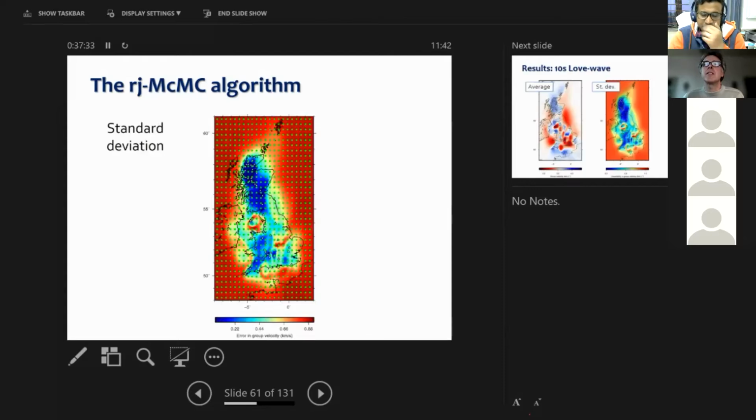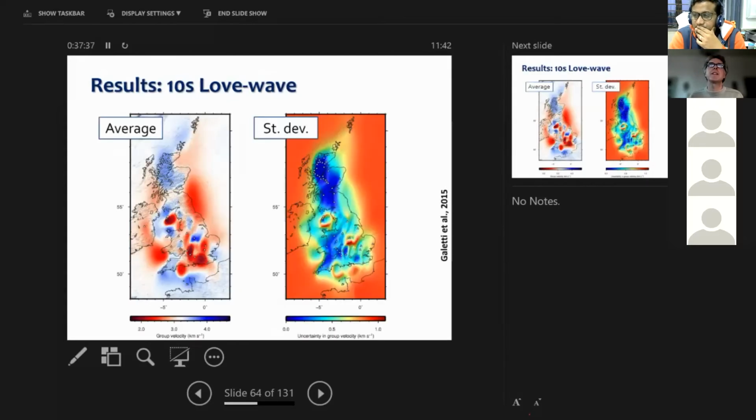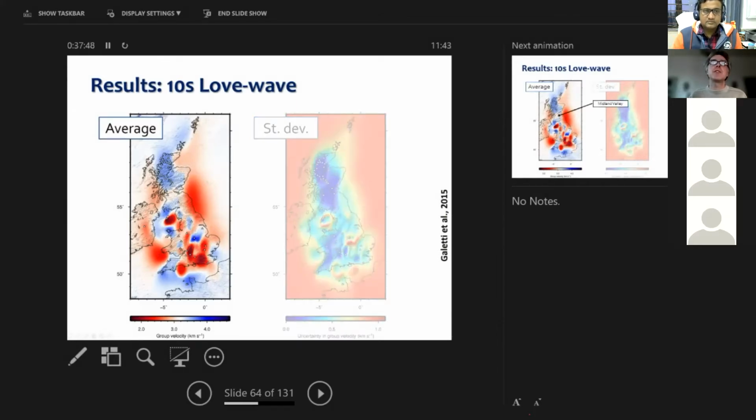And this is just a characterization of our uncertainties. So we put these two maps side by side, the mean or average on the left and the standard deviation or uncertainty on the right. And we just have a look, first of all, at the mean map. We can see some features which give us some confidence here.